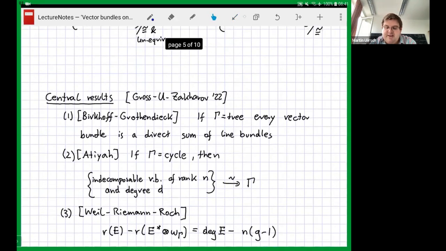And this thing is then the same as the degree of the vector bundle minus n, that's the rank of the vector bundle as a vector bundle, not the Baker-Norine rank, times the genus of the metric graph minus 1. The genus of a metric graph is its first Betti number, so the number of holes in the metric graph.